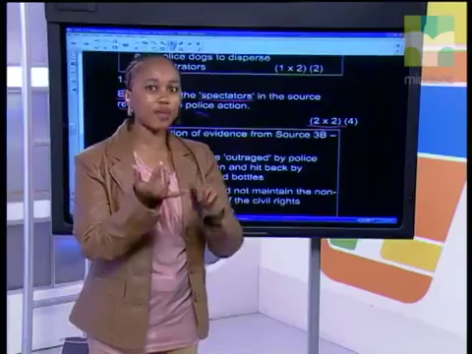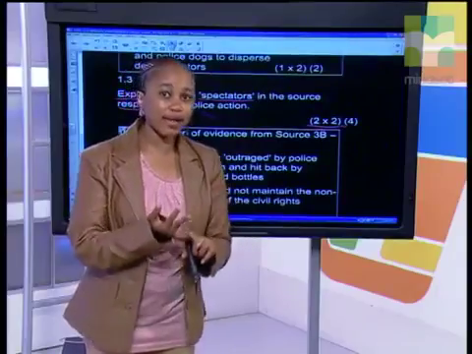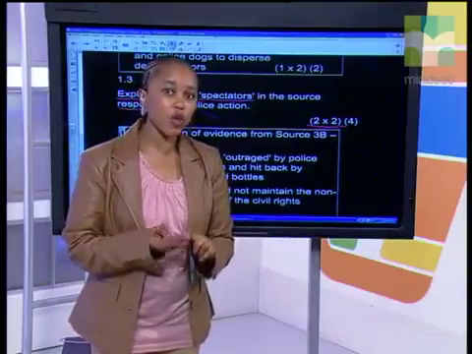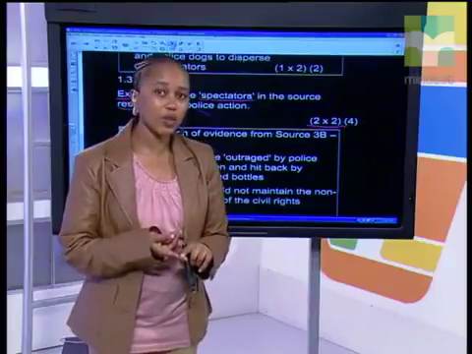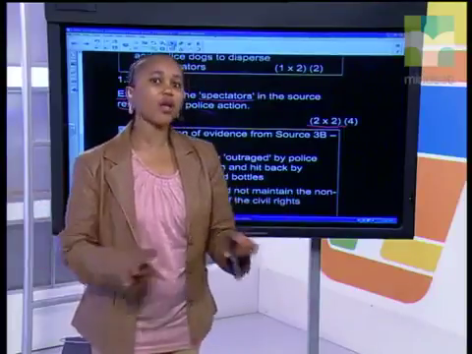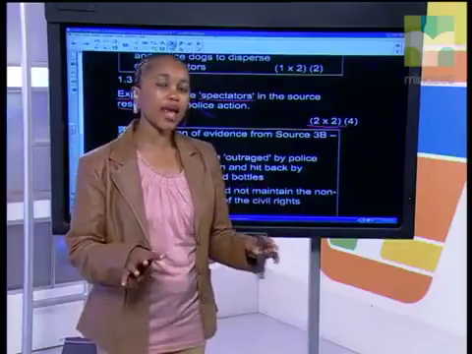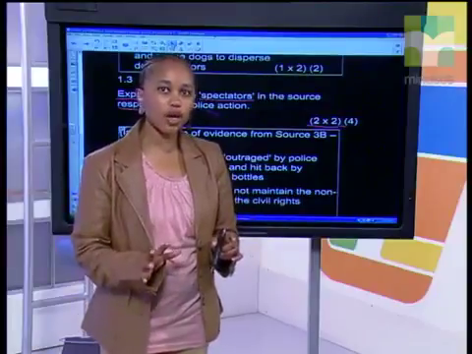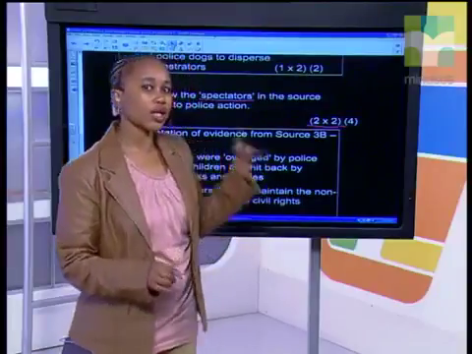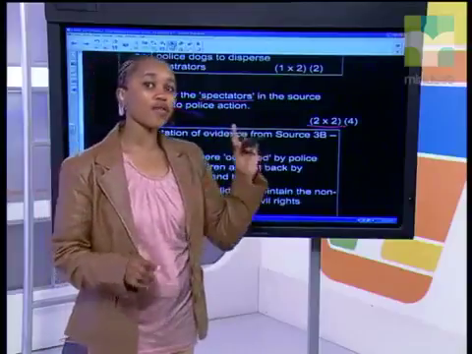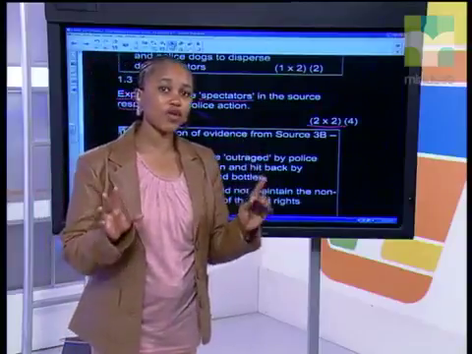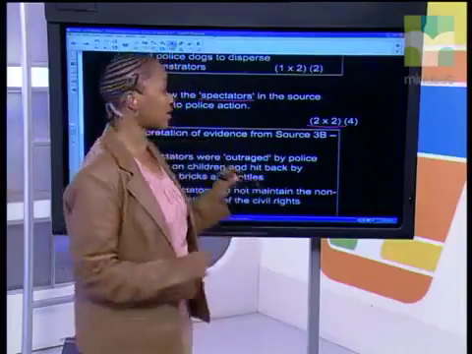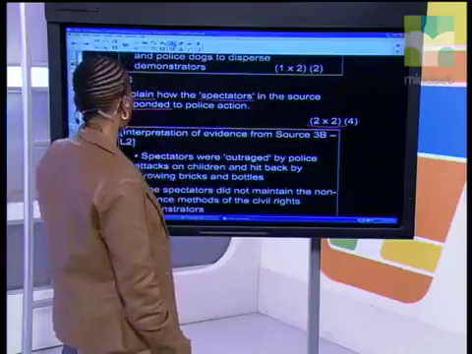Remember, we said there were the protesters, there were bystanders, people who were just looking, and then there were the state authorities, people who were working for the government, and then there was the media as well. So there were lots of different people that were part of this Birmingham campaign, and obviously they would all respond in different ways depending on what was going on. So it's very, very important to note that in this case you're not asked how the state authorities of Birmingham responded, but you are asked how the spectators responded to police action.